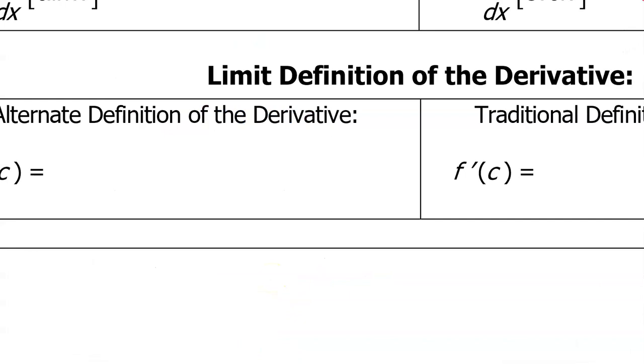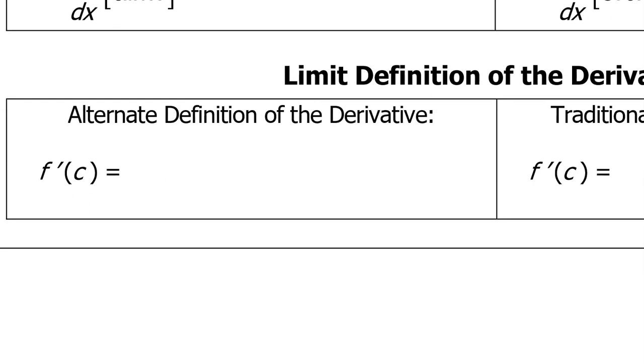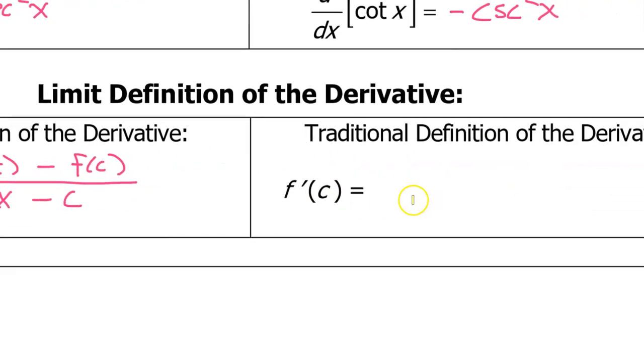There are two versions of the limit definition of the derivative that you should have memorized. There's the alternate definition of the derivative, which is the one that looks like an old school y minus y over x minus x, like slope. And it goes like this: f of x minus f of c over x minus c. So you can see the y minus y over x minus x. As I switch over to the other version, notice that both versions have f of c right here. That helps me remember them.